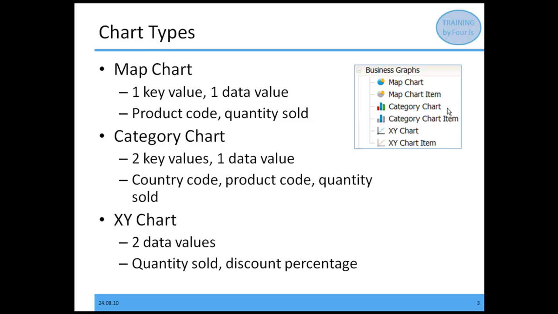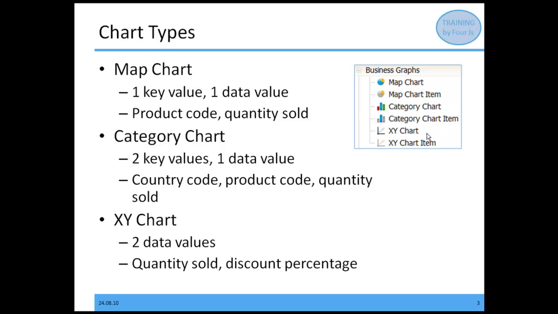If you're creating a category chart, you have two key values and one data value. So for example, if you wanted to know the quantity that was sold by product code, but further organized by country code, you would select both the country code and the product code as your key values, and you would use the quantity sold as your data value.